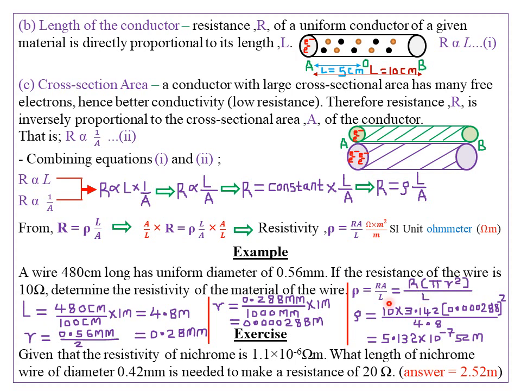So resistance, we are given as 10 ohm, times pi, which is 3.142, times the radius squared. The radius we have already found as 0.000288 meters. So times 0.000288 squared, divided by the length, which is 4.8 meters. So you compute this, you will obtain a resistivity of 5.132 times 10 power negative 7 ohm meter. I've just expressed this to 4 significant figures.